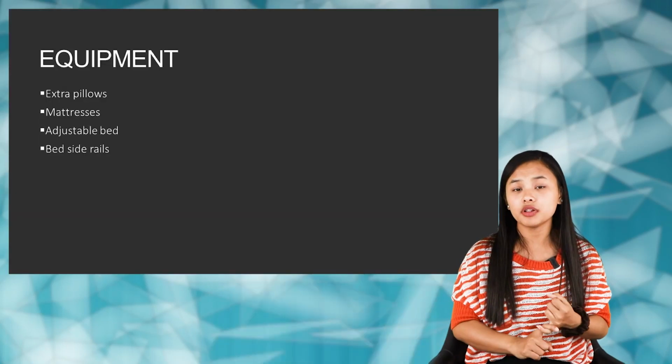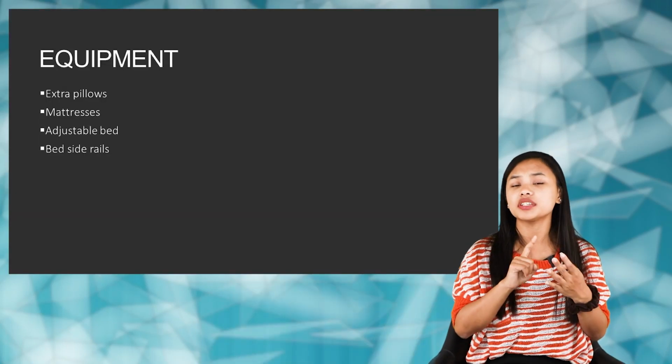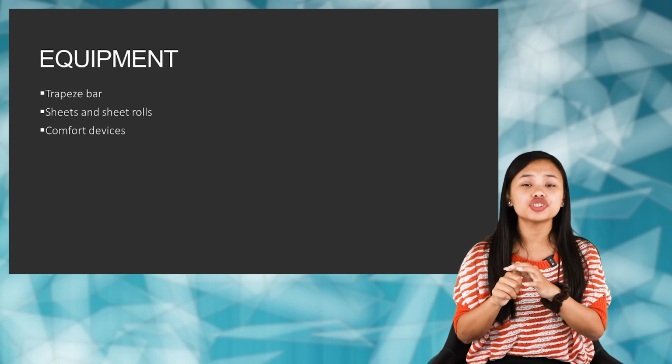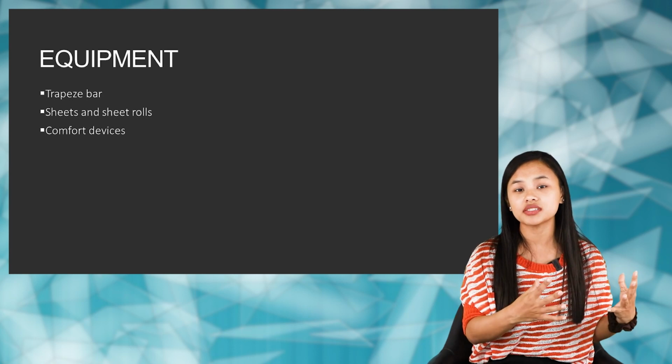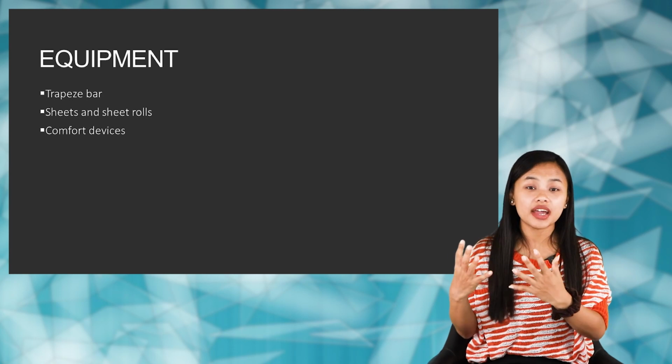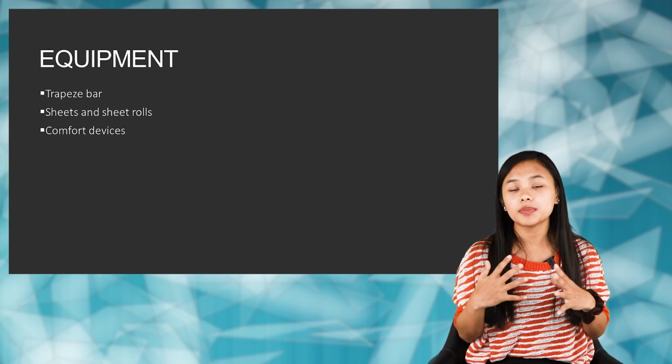So because here you have assessed the condition of the client, you will be getting a detailed idea of what are the things the client may require, right? So here, before you perform this procedure, you should make sure that you arrange all the articles as required by the client, and this can include extra pillow, mattress, adjustable bed, bedside rails, trapeze bar, sheets or sheet rolls, as well as comfort devices such as backrest, footrest, sandbags, bed cradle, cardiac table, etc.